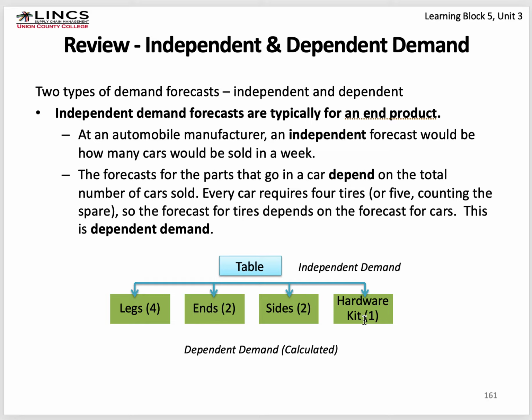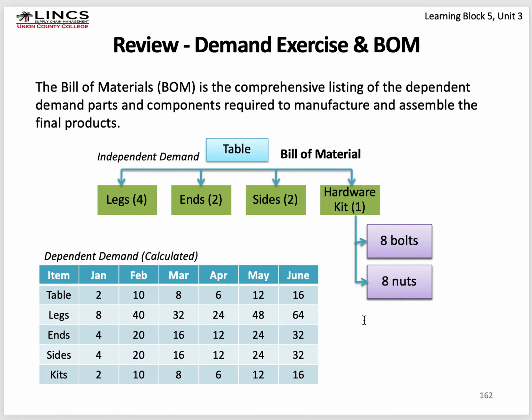So for a car, it's really complicated. For something as simple as a table, it might be less complicated. And then when you're looking at this demand exercise, what's the dependent demand? So in January, we're going to make 2 tables. In February, we're going to make 10. And maybe instead of 2, it's 2,000. 10,000, 8,000, 6,000, 12,000, 16,000. Then I'll need 4 times that in legs, 2 times that in ends, 2 times that in sides, and 1 for the kit. So the multiplier for the kit is only 1. I need 1 kit for each table that I'm going to make.